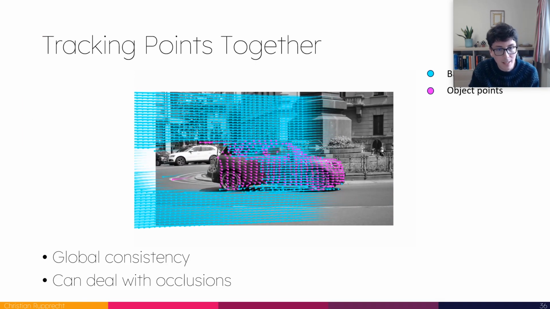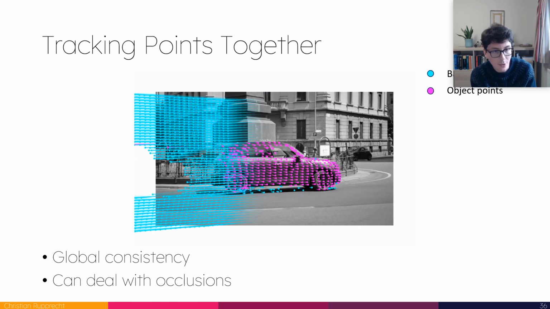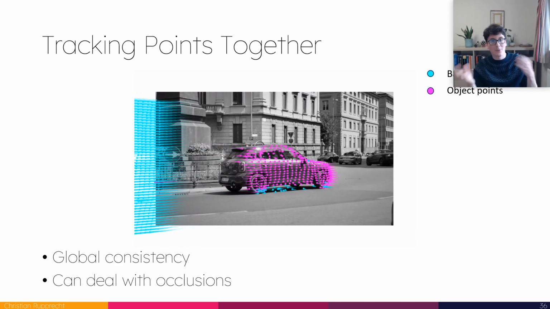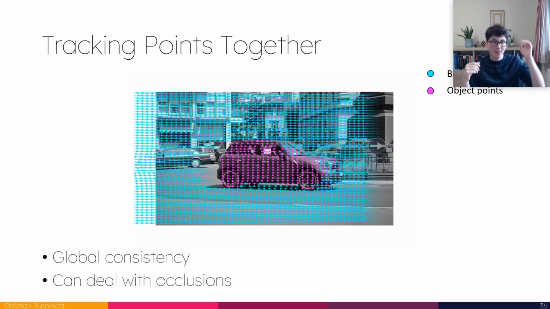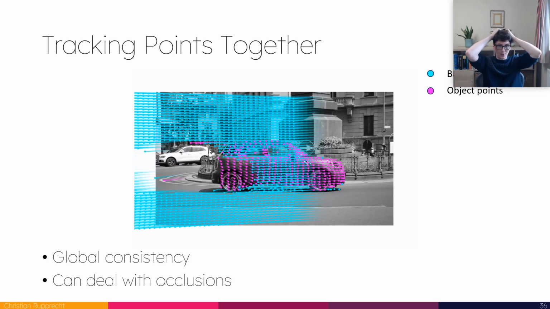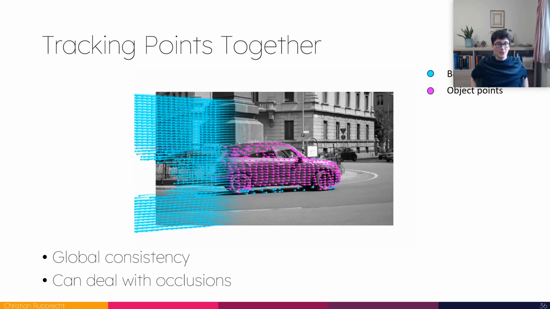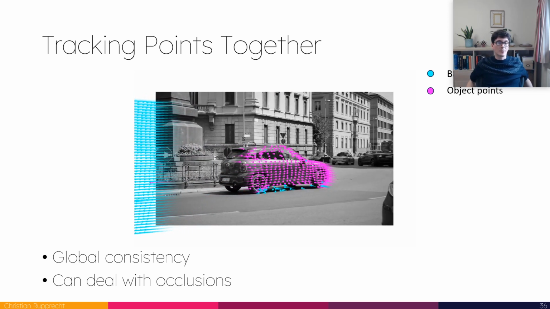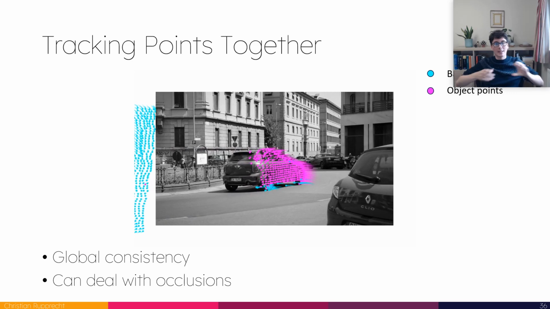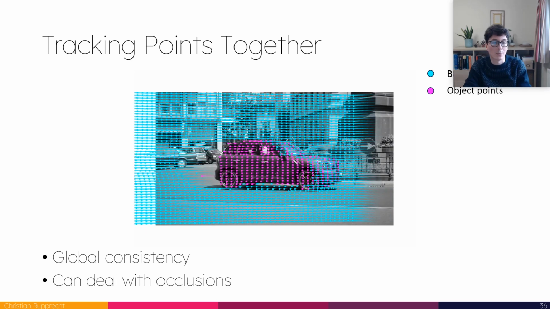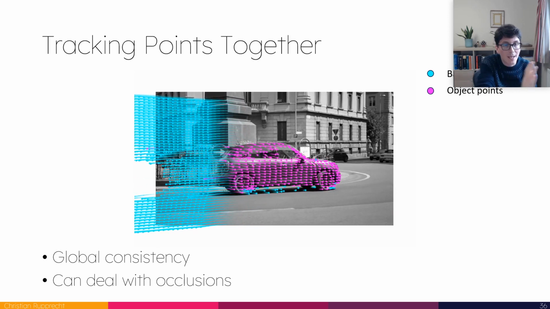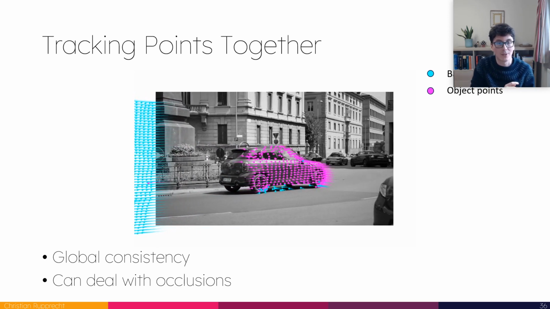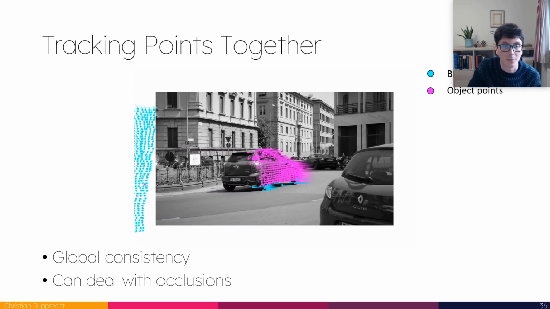If we can do that, you can see that this basically solves both problems that the other methods had, where you have the global consistency from tracking many points, but you also can deal with long-term occlusions because now you have a model that can actually track points over a long period of time. So you can see that the background points do move behind the object and stay in the right place, even though they are occluded for a long time.